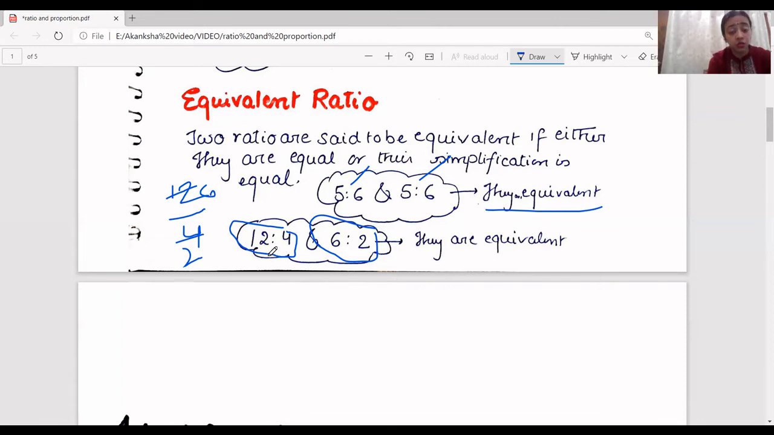The simplification of 12 is to 4 is 6 is to 2, and 6 is to 2 is therefore equivalent to 6 is to 2. Right? So these are equivalent ratios. Equivalent ratios are not just equal; their simplifications can also be equal to each other.